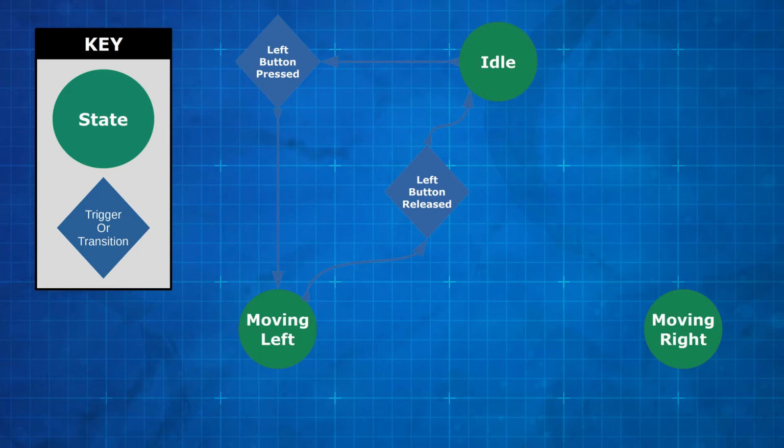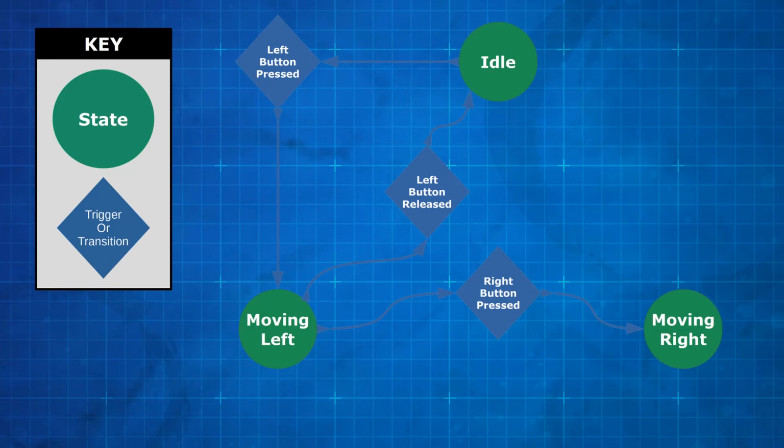Here's where the magic happens. Let's add our transition to the moving right state. If we're in the moving left state and the right button is pressed, we want to transition to the moving right state. Note that we don't care if the left button is still pressed or if it's been released. We just immediately transition to the moving right state and we're no longer watching for the left button to be released. This completely solves our initial problem.